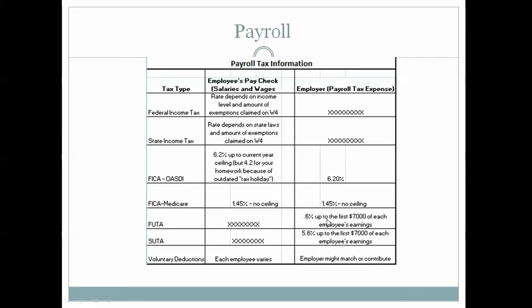This is if an employer is laying off people. The unemployment insurance fund of the state is where the employee can file for unemployment. And for the federal, it's the 0.6% up to the first 7,000 of each employee's earnings, and 5.6% up to the first 7,000 on the state level. Now, when an employee files for unemployment, they've been laid off, they will file with the state. The state is the first level which is responsible for paying unemployment.